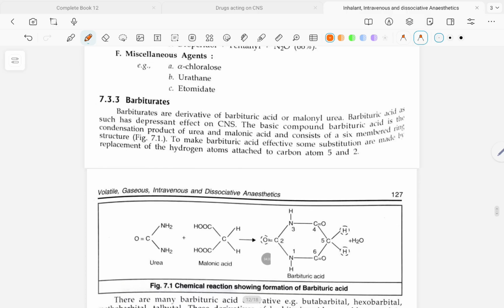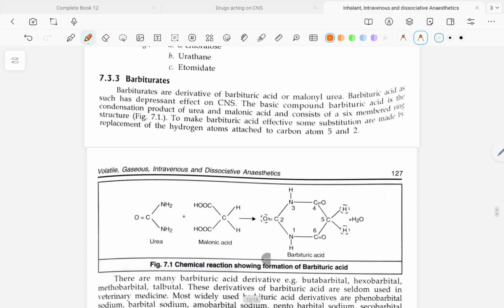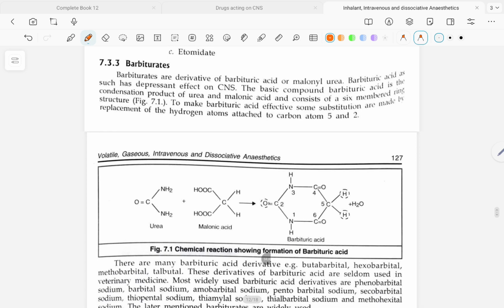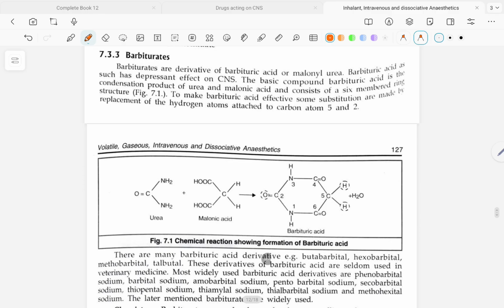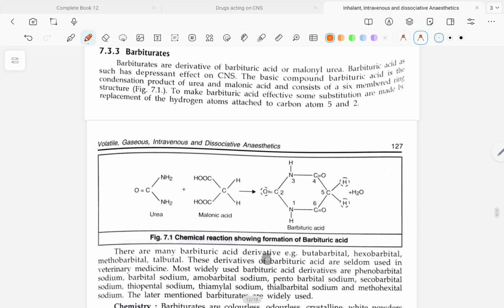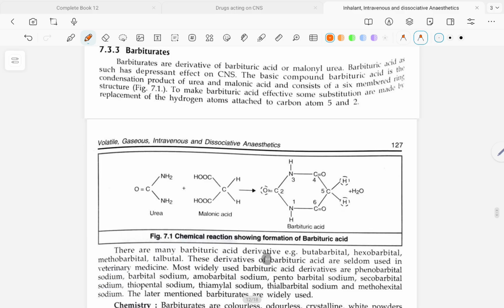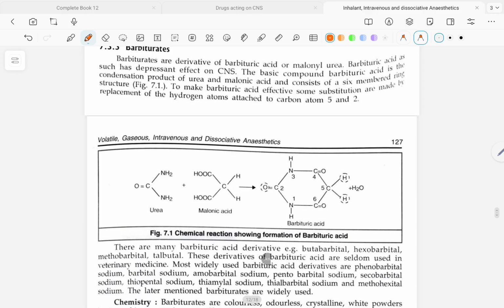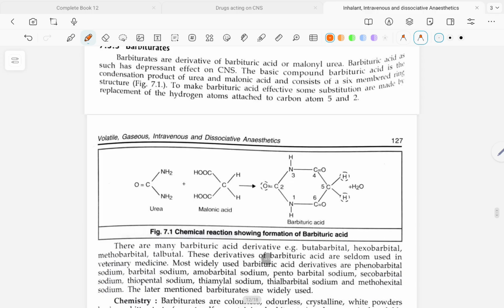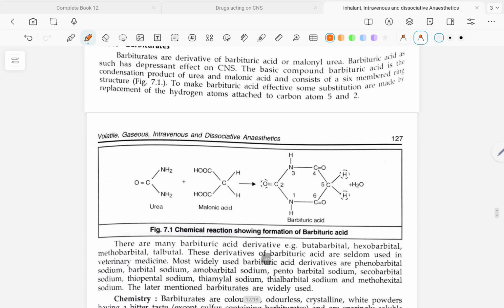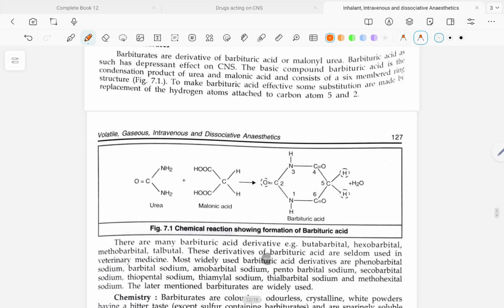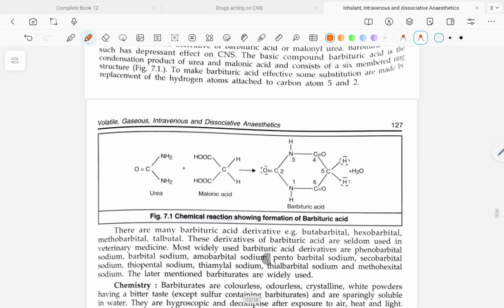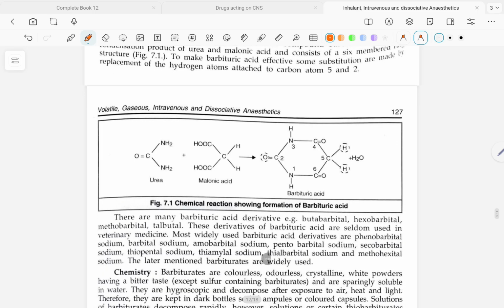Barbiturates are derivatives of barbituric acid or malonylurea. Barbituric acid as such has no effect on the CNS. The basic compound, barbituric acid, is the condensation product of urea and malonic acid and consists of a 6-membered ring structure. To make barbituric acid effective, some substitutions are made by replacement of the hydrogen atoms attached to carbon atoms 5 and 2. There are many barbituric acid derivatives.